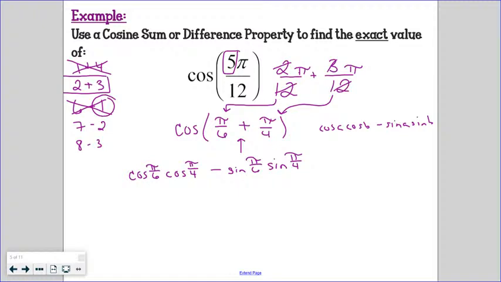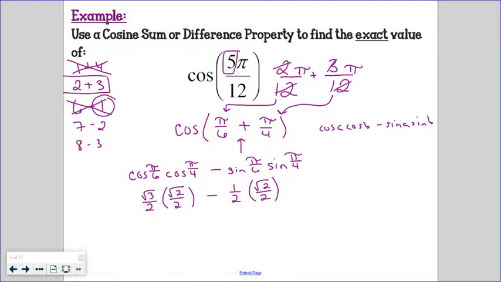And then we now go to our unit circle and we find the value for each of those. Cosine of pi over 6 would be square root of 3 over 2. Cosine of pi over 4 would be square root of 2 over 2. Sine of pi over 6 would be 1/2. Sine of pi over 4 would be square root of 2 over 2. And like I said, at this point, they're all going to look very, very similar. We have to be careful with our signs here.